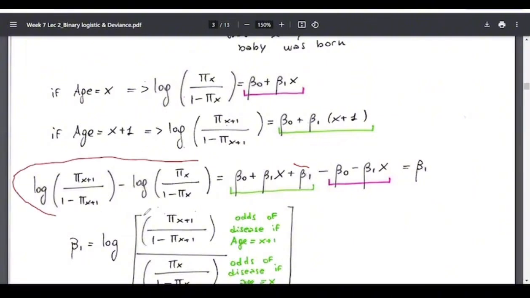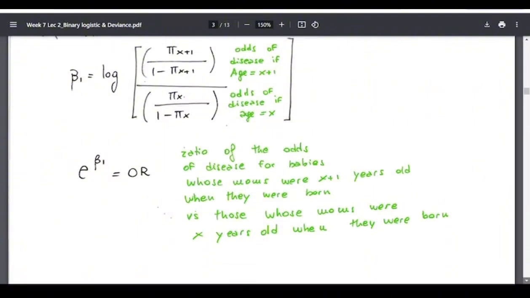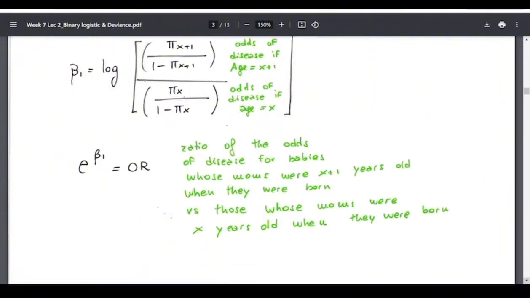This guy can be written as that, right? Log A minus log B can be written as log A over B. And at the end of the day, if you take a look at what I got, we're also going to arrive at odds ratio equal to exponentiation of beta 1. Now, how do we interpret? The way we interpret it when the predictor is categorical is different from the way we're going to interpret it now when the predictor is continuous.